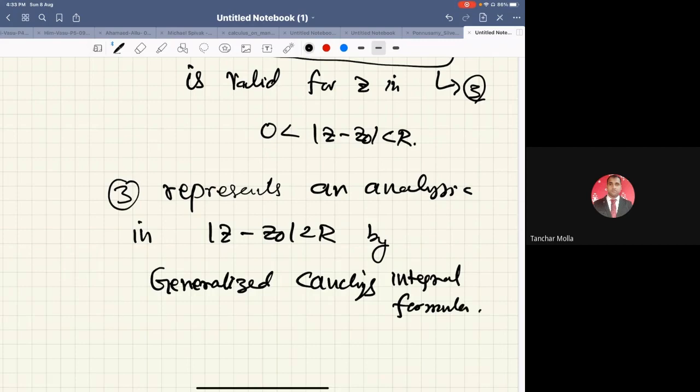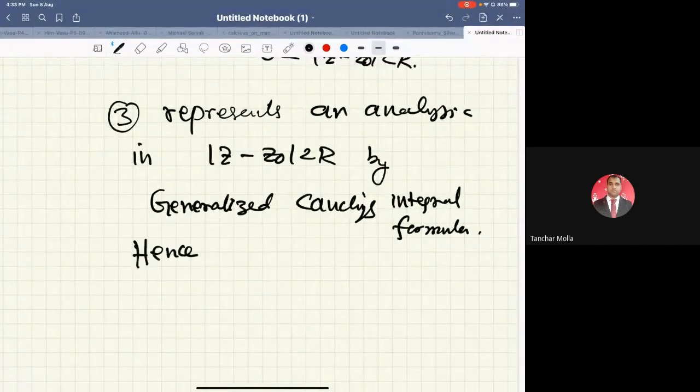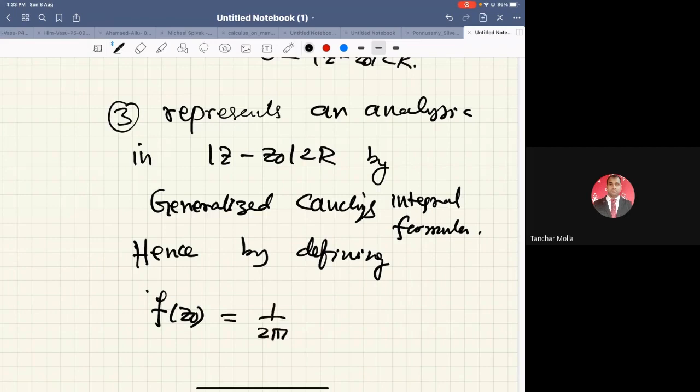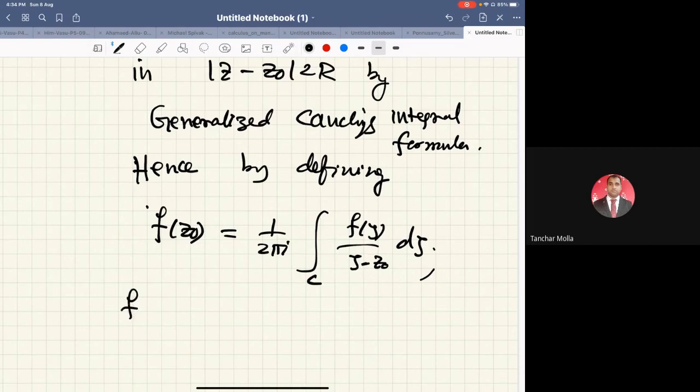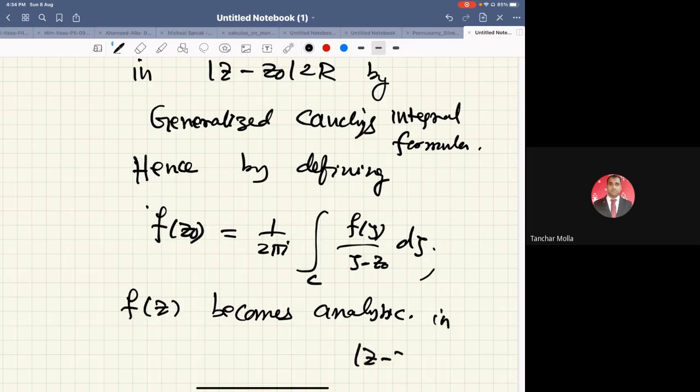Therefore, hence by defining f of z naught, in particular at the point z naught, as 1 by 2 pi i integral over C f of ζ by ζ minus z naught dζ, this function is an analytic function. So f of z becomes analytic in mod z minus z naught less than r. So this Riemann's theorem has a lot of applications.